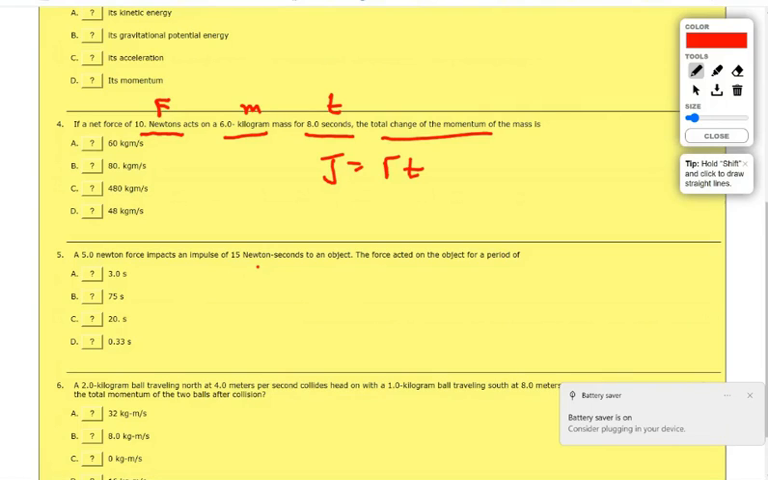Let me plug in because I think this thing's getting low. I got to get my plug. Give me a second.